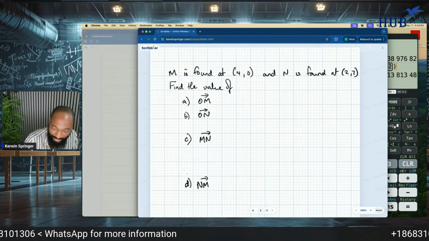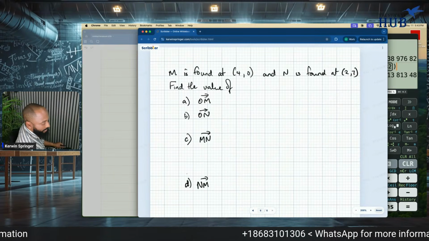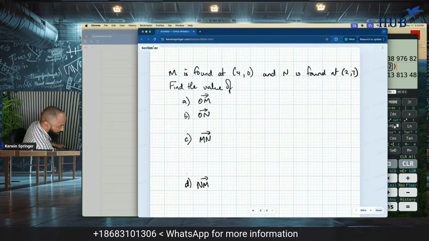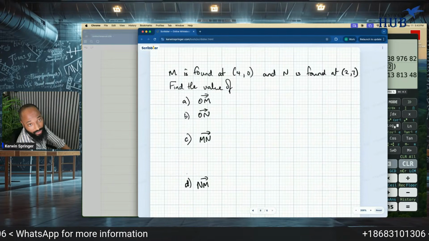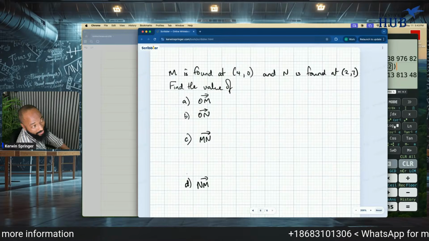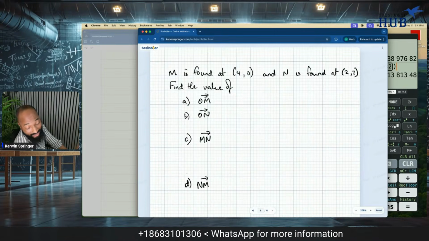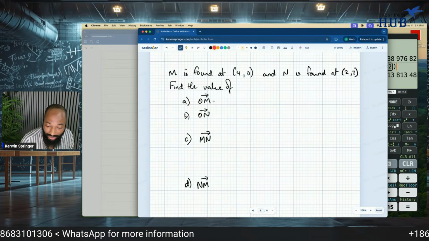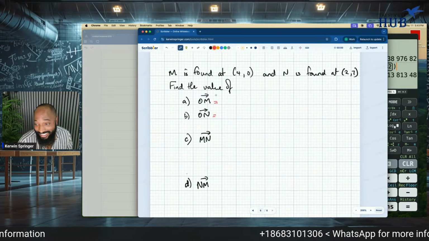The easiest question in the entire paper is in front of you, ladies and gentlemen. When you have to find a position vector and they give you the coordinates, what they're doing is telling you, look, the answer is right in front of you. If you get it wrong, they're showing you, watch, you didn't even revise your work, you didn't learn anything in vectors.